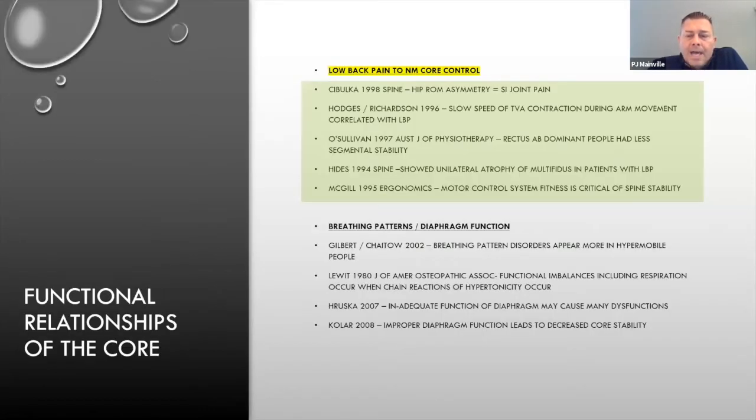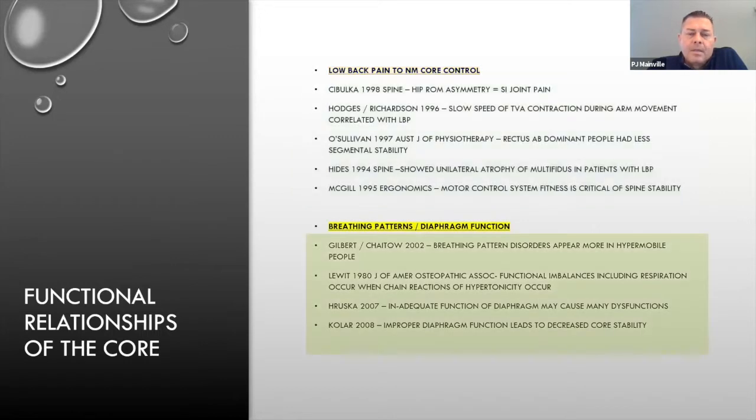In regards to low back pain and neuromuscular control, we see where hip range of motion asymmetry can be a contributing factor to SI joint pain. And lastly, motor control system fitness ultimately is critical to spine stability, where the slow speed of the TVA contraction during arm movement is correlated with low back pain. These are just a few examples of how the core and its surrounding influences can affect the regional relationships of the body, and specifically in this case, oblique strains.